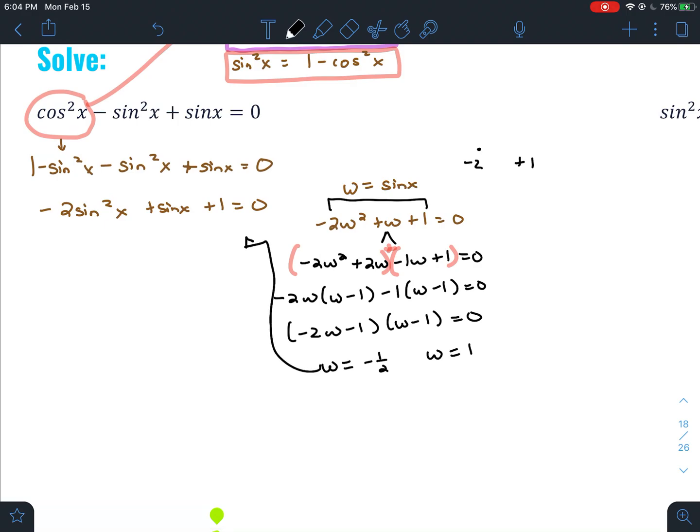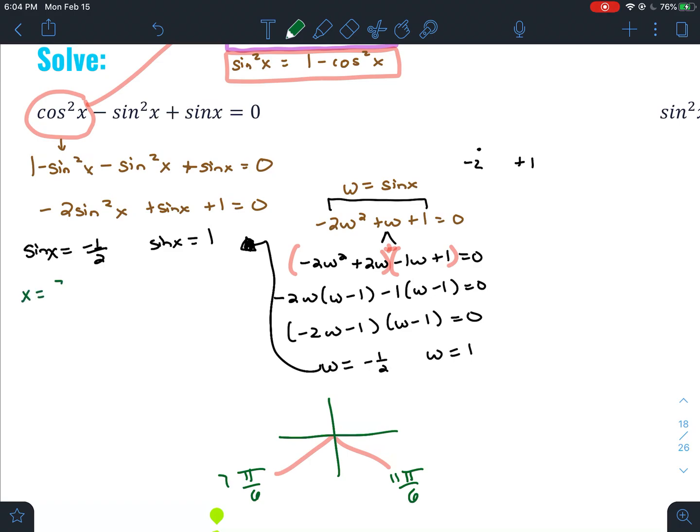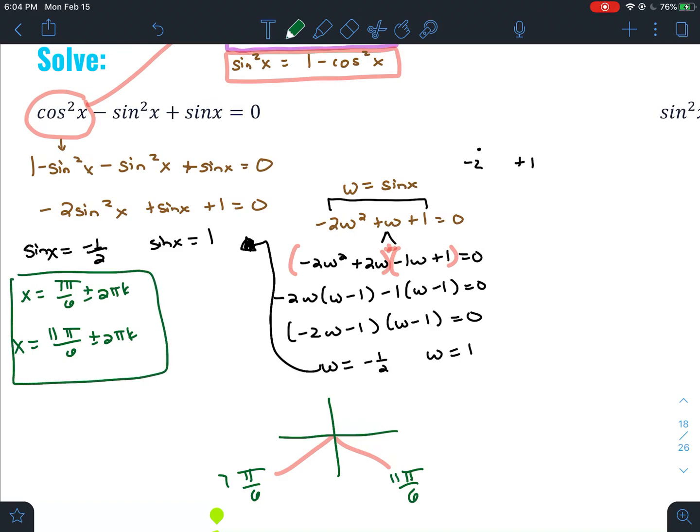Plug the trig function back in. And we have sine x equals negative 1/2 or sine x equals positive 1. All right, we want to know when sine is negative 1/2. Well, sine is negative in the third and fourth quadrant, and it's a half at the pi over 6's, and we've done this a couple times now. So this is 7 pi over 6 and 11 pi over 6. So x is going to equal 7 pi over 6 and then plus or minus 2 pi k, or x is going to equal 11 pi over 6 plus or minus 2 pi k. So those would be those solutions.